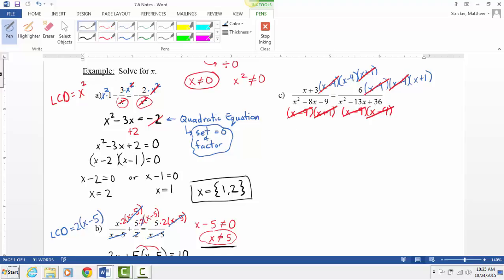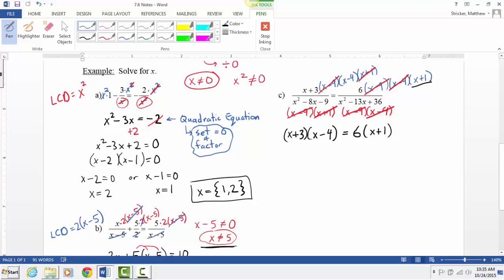And so what we're left with is, on the left hand side we have this x plus 3 that was already there, but then we also have this extra factor of x minus 4 which did not cancel. We multiply by the least common denominator. And then on the right hand side we have this 6 which was originally there, and then the extra factor of x plus 1 right here.